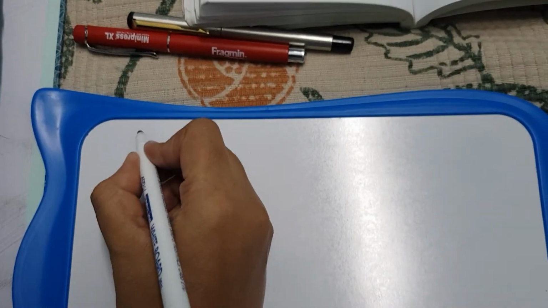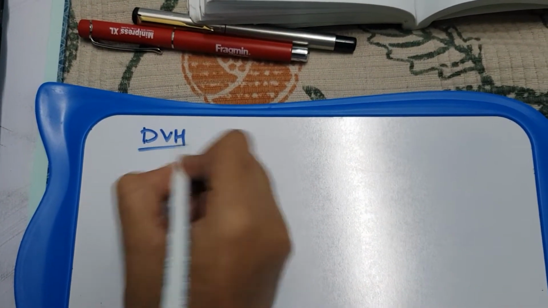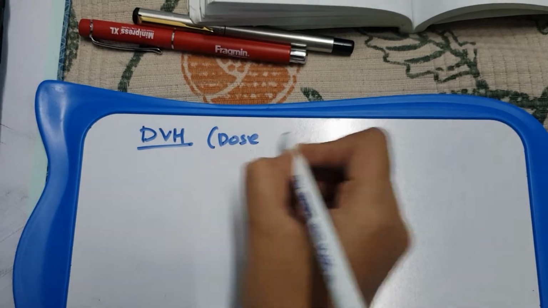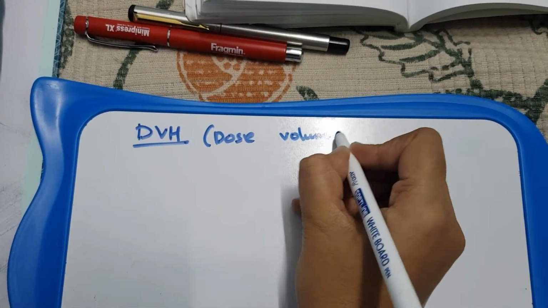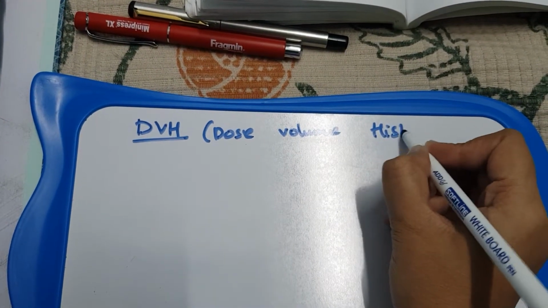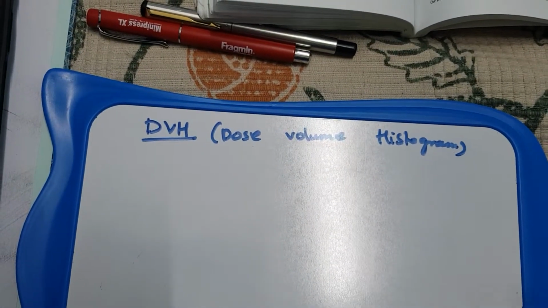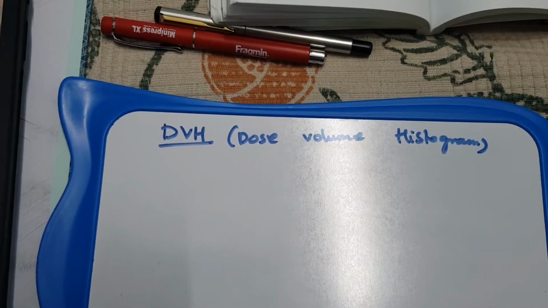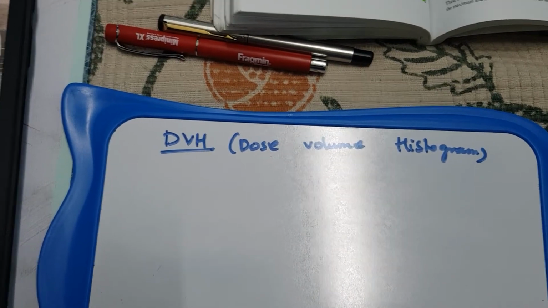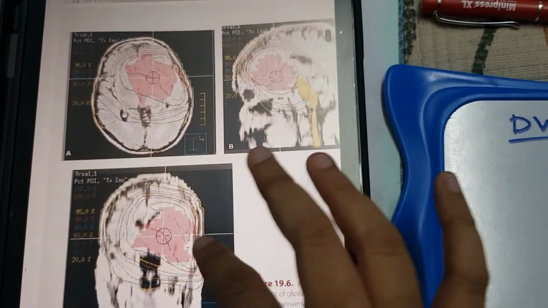So I was studying about DVH today. DVH means dose volume histogram. So we know that in our 3D planning, whenever we see a plan on a CT system, we will view it like this.